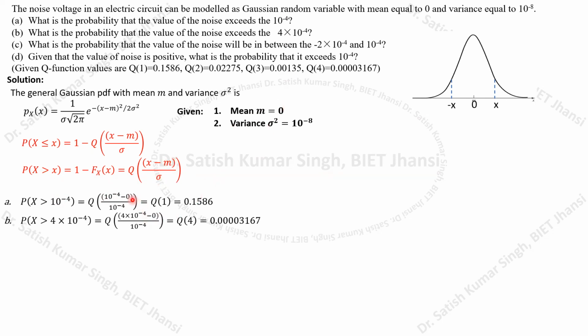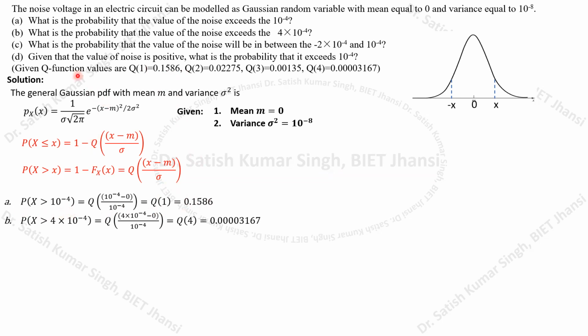Then we substitute the value of sigma, which is the standard deviation. Sigma square is 10 to the power minus 8, so sigma equals 10 to the power minus 4. This value comes out as Q1, and the Q1 value given here is 0.1586. This will be the probability of the noise voltage being greater than 10 to the power minus 4.